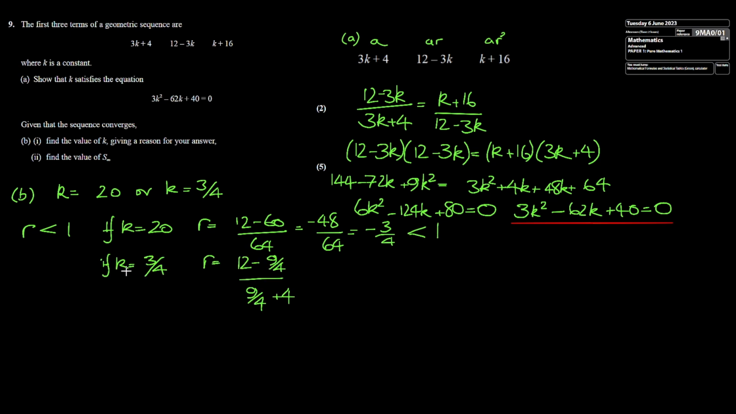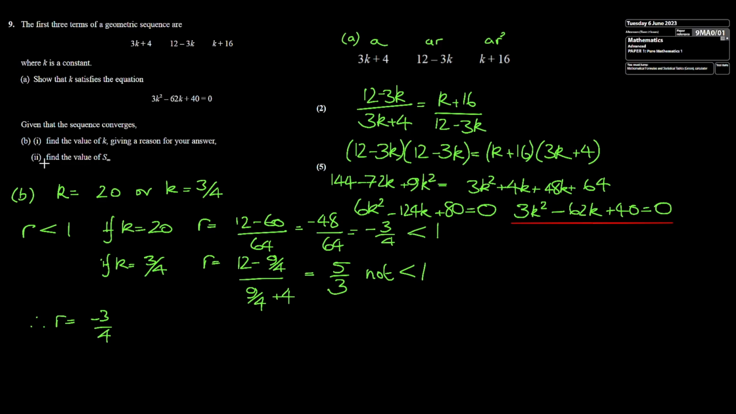So substituting k as 3/4, I get another value of r, and this turns out to be 5/3, which is not less than 1. So this doesn't satisfy the requirement that the sequence converges. So therefore I can say that r is equal to negative 3/4.